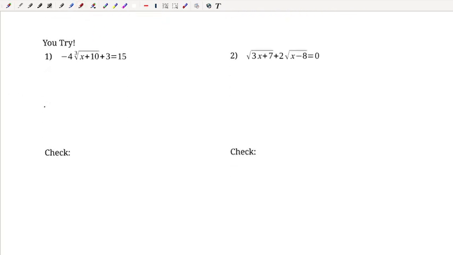Right, now it's your turn. 2 equations for you to give it a go, and then come back and check your answers. So pause your video now, try it, come back.